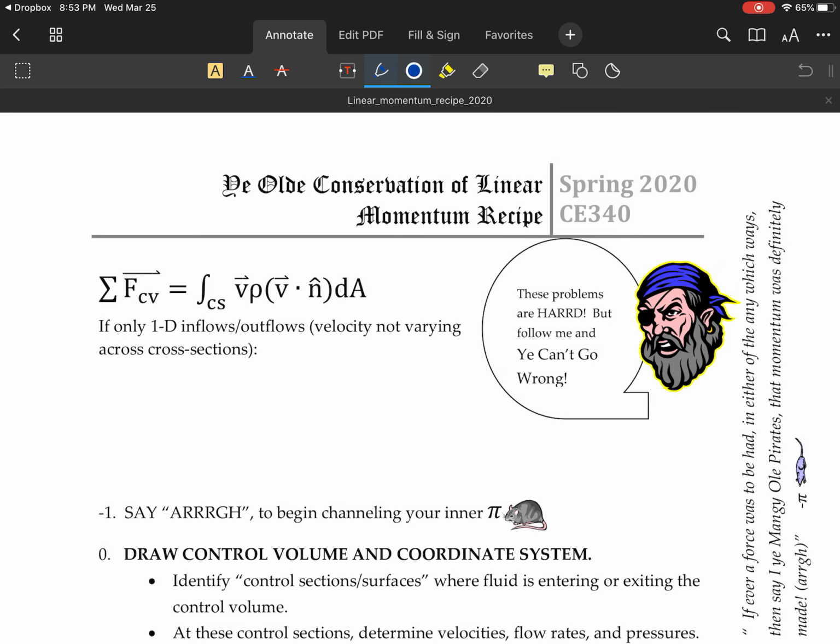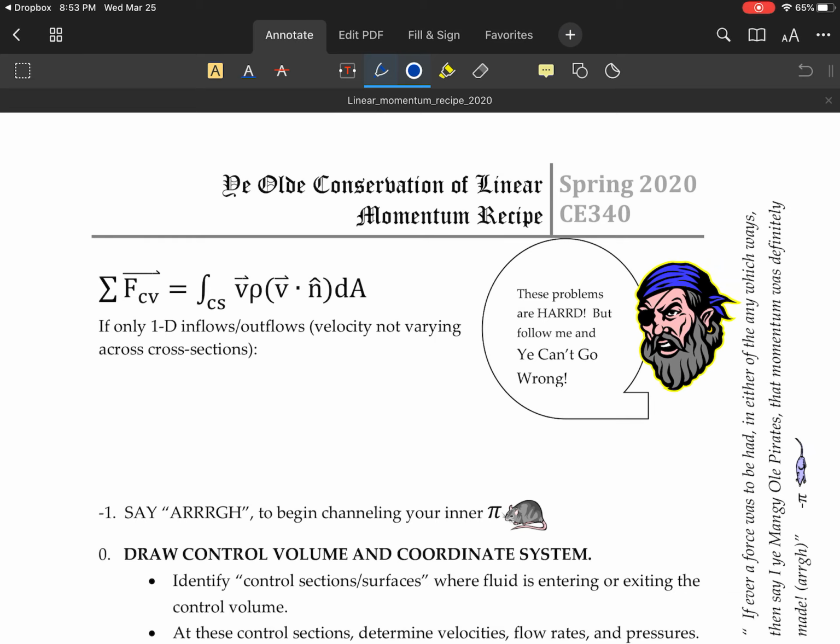All right, back to the conservation of linear momentum. It's hard, but we can do it. All right, I'm just going to have to go in and out of the pirate here. I don't know if I can do it all pirate mode.